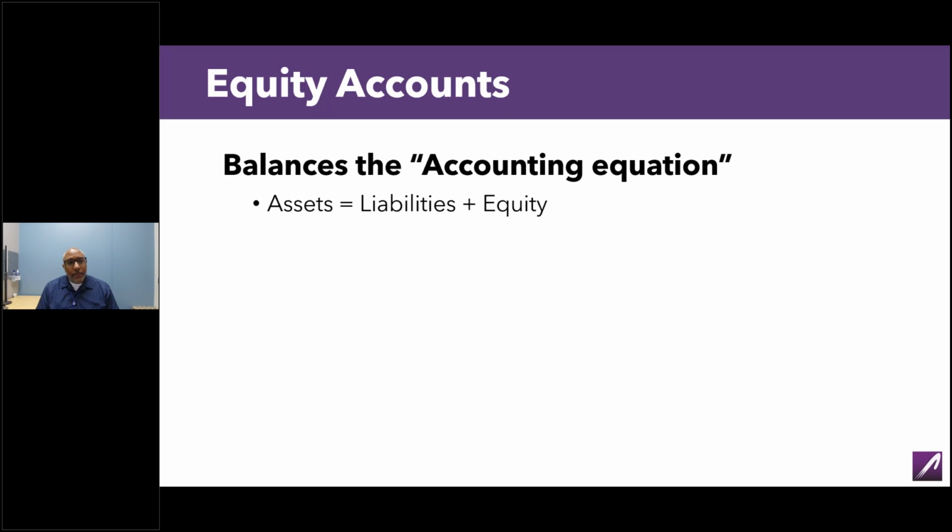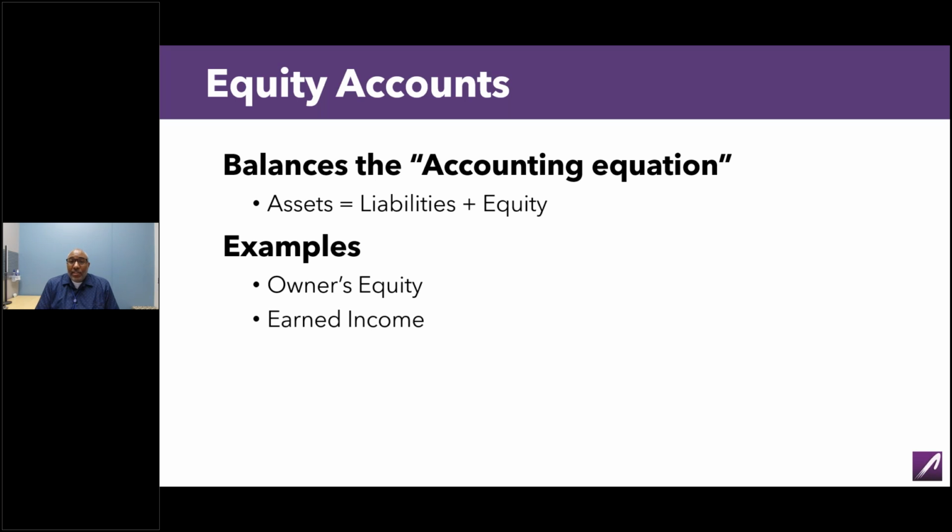And it's just the balancing part of what's going on, in my mind, to kind of keep it simple. So examples are owner's equity and earned income. If your accounting equation is out of balance, then your system's out of balance.